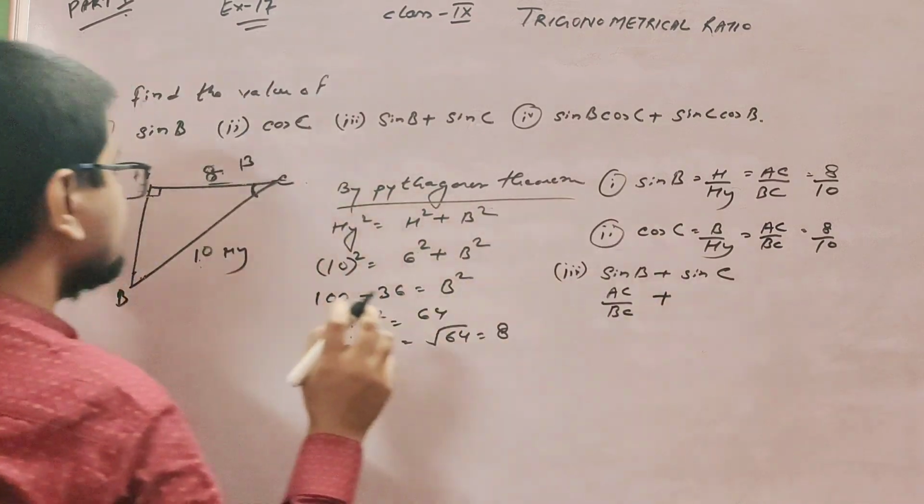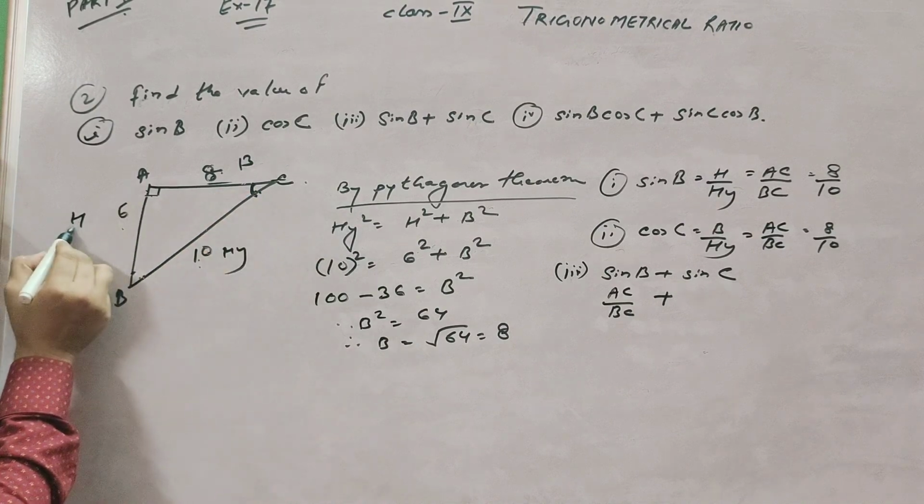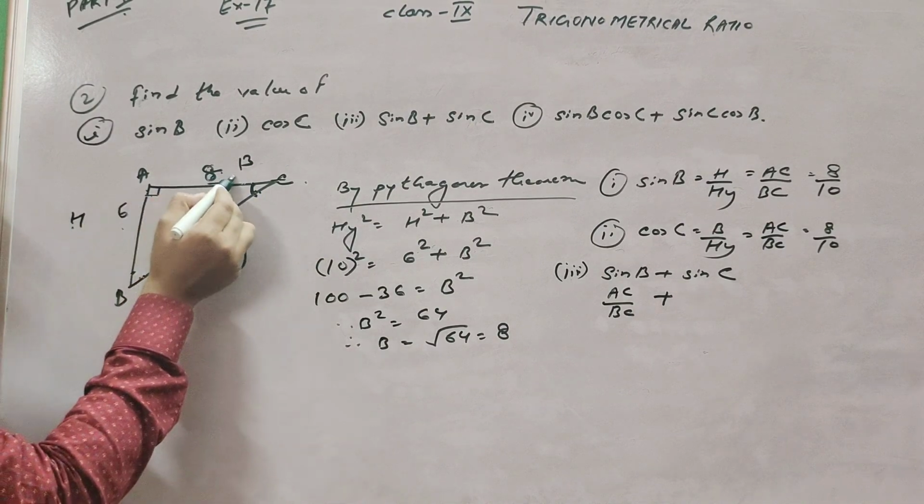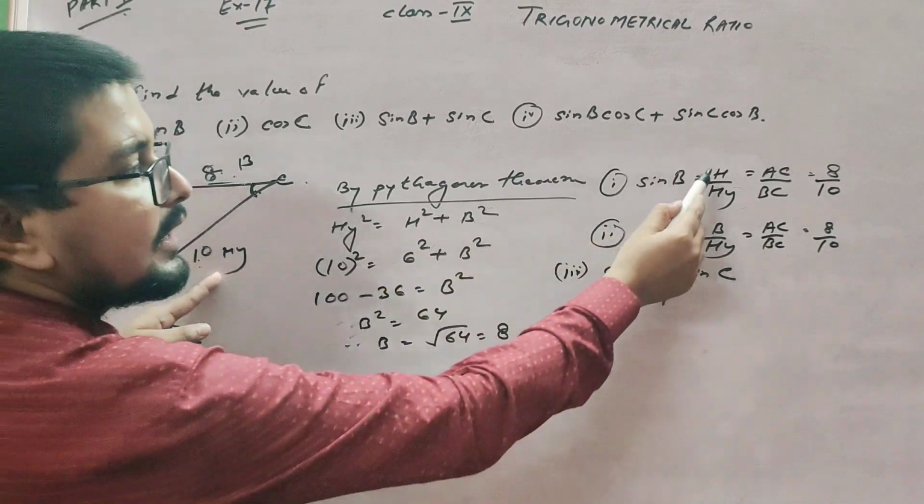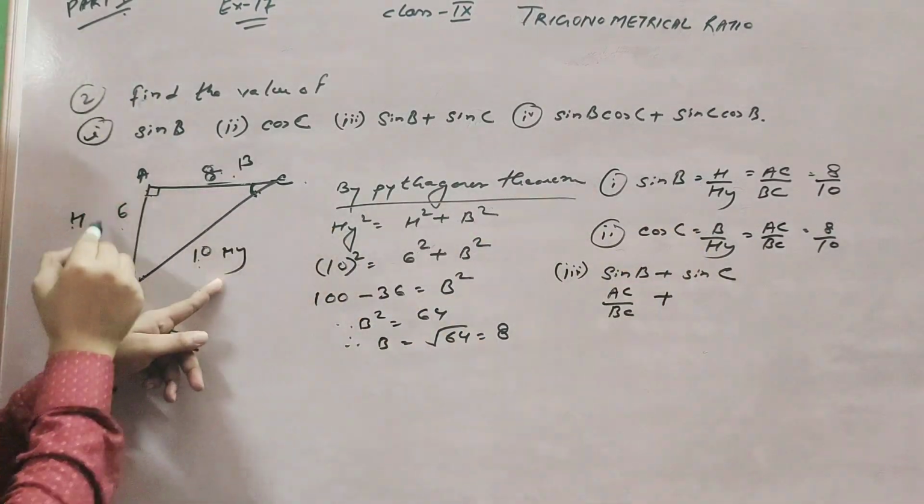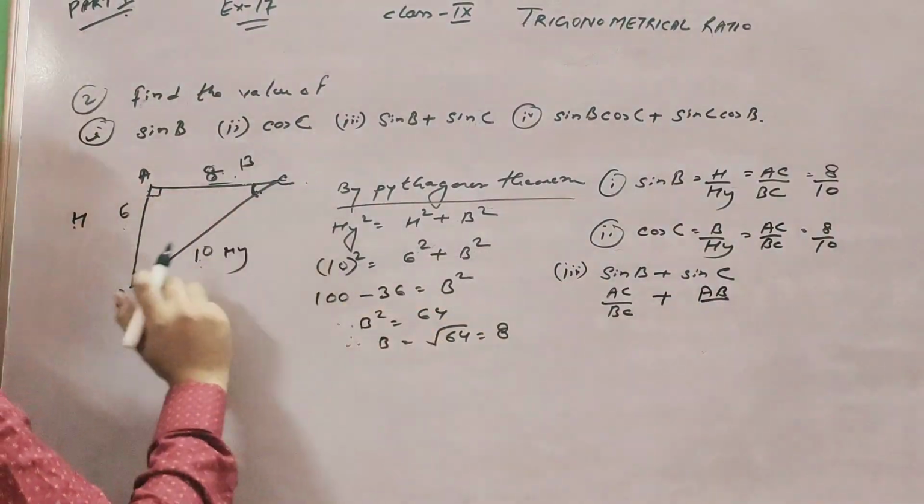For sine C, the angle is here, opposite of the angle is height, and this is the base, and this is the hypotenuse. We know that the formula of sine is height by hypotenuse. So height is AB and hypotenuse is the same, BC.